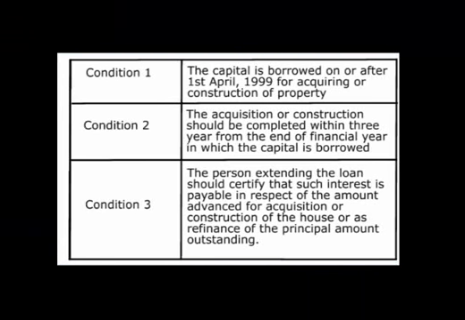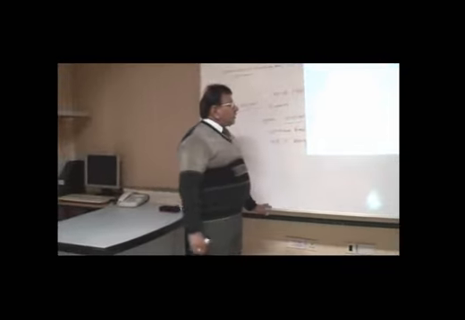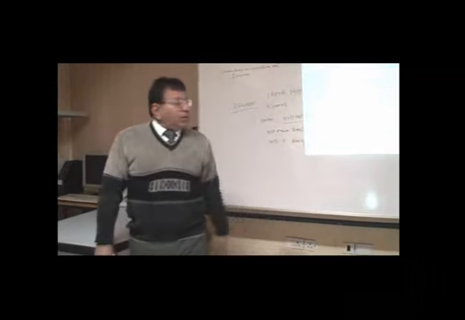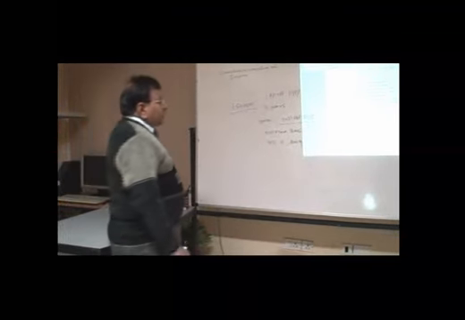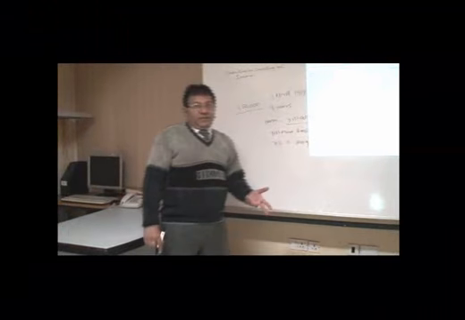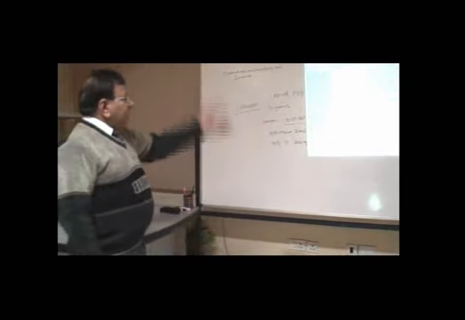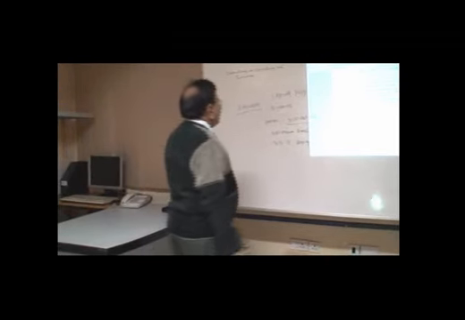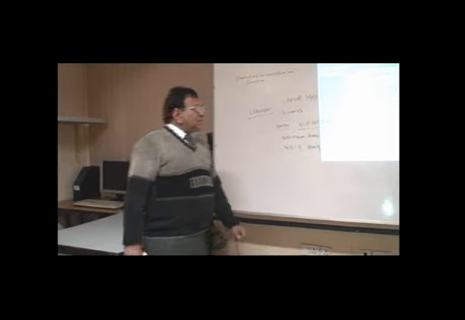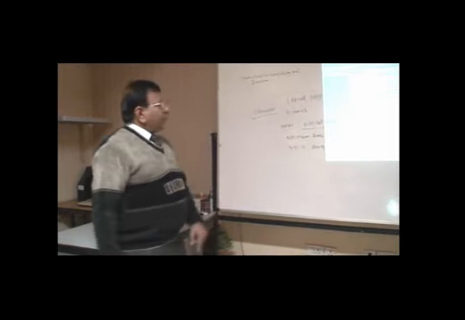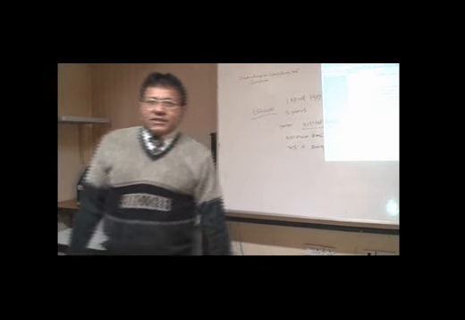Number 3, the person extending the loan should certify that such interest is payable in respect of the amount advanced for acquisition or construction of the house or as refinance of the principal amount outstanding. It means you are required to furnish a certificate from the lender that such interest is payable in respect of the amount advanced. So if these 3 conditions are fulfilled, then the deduction on account of interest is limited to 1,50,000 in respect of the house which is self-occupied by you.